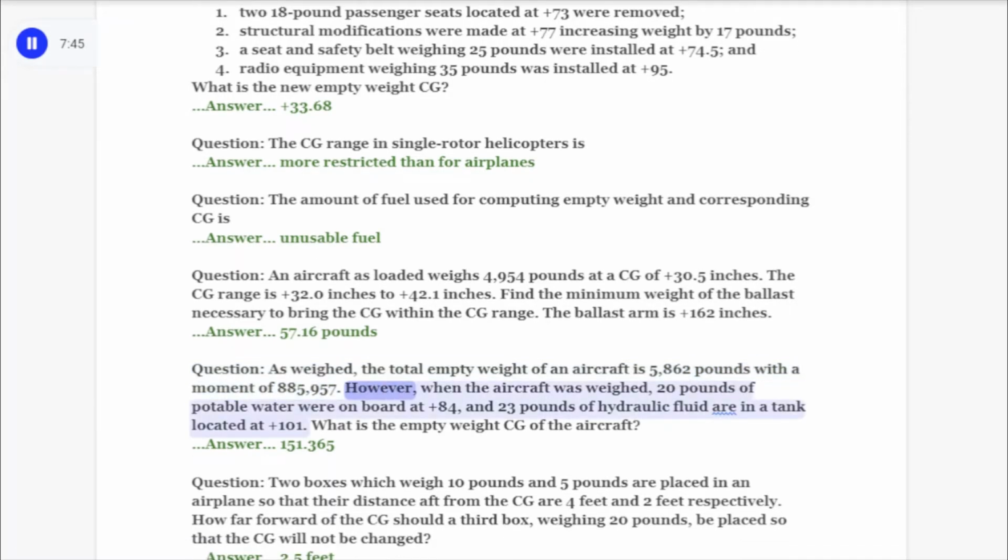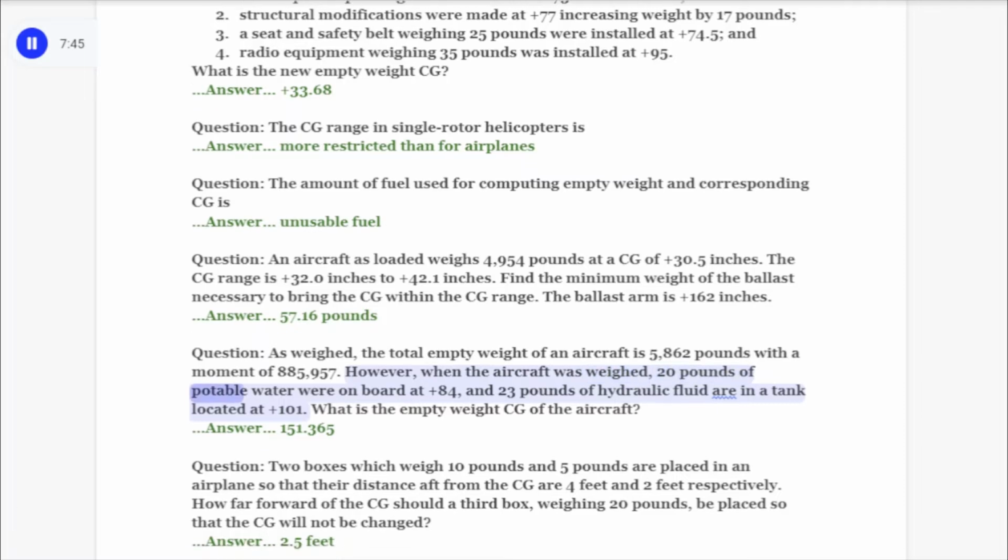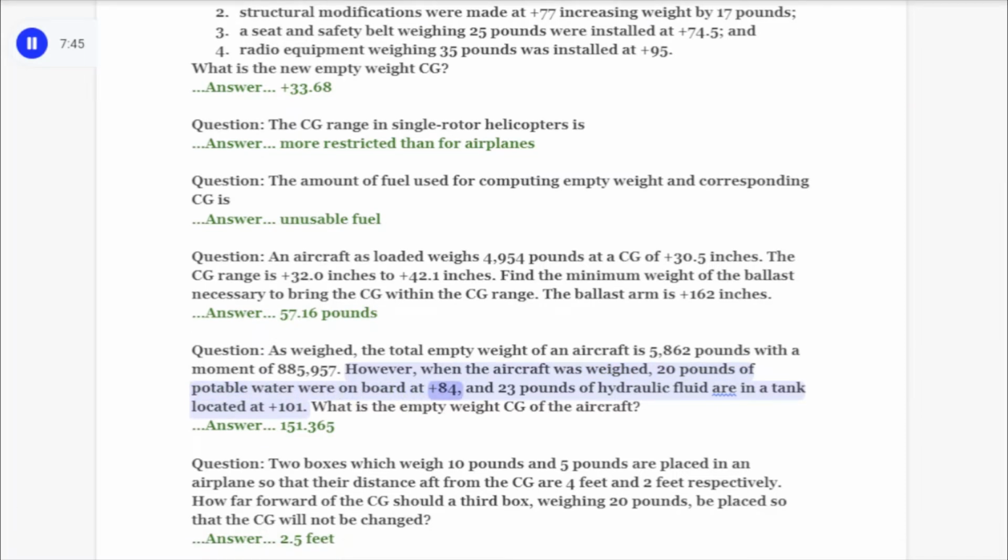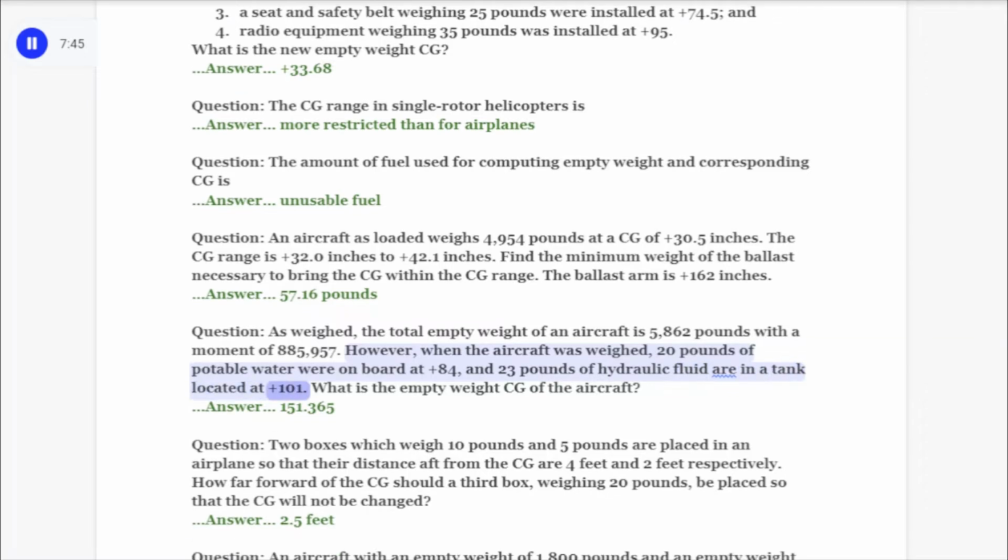Question. As weighed, the total empty weight of an aircraft is 5,862 pounds with a moment of 885,957. However, when the aircraft was weighed, 20 pounds of potable water were on board at plus 84, and 23 pounds of hydraulic fluid are in a tank located at plus 101. What is the empty weight CG of the aircraft? Answer.